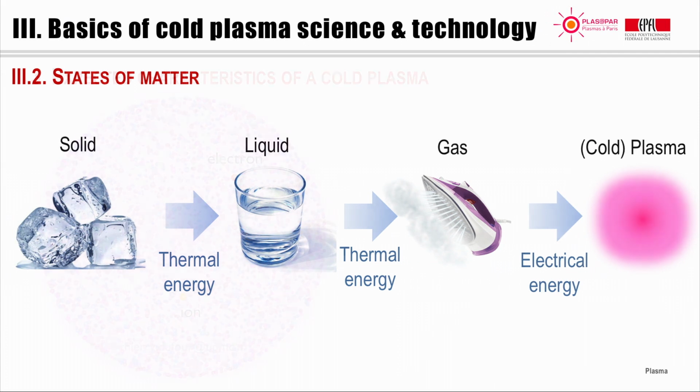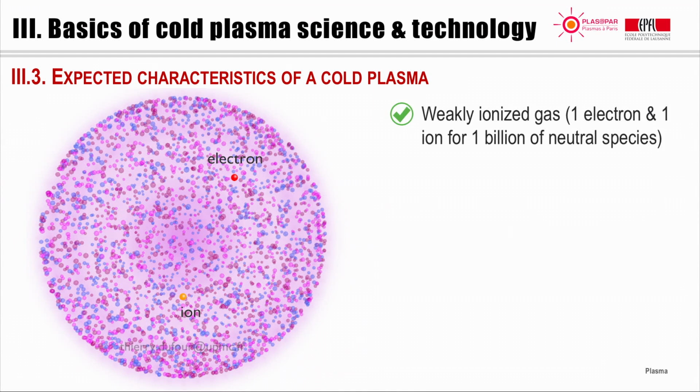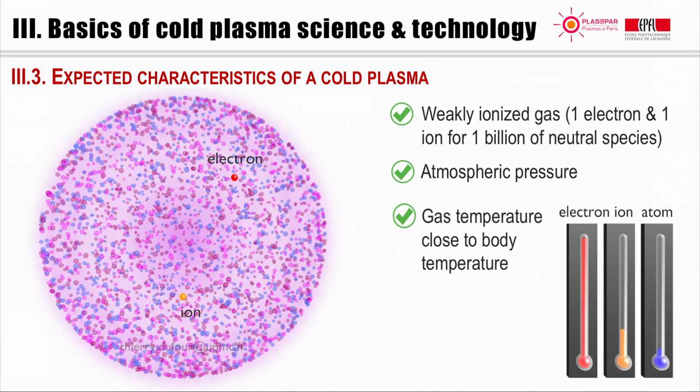be generated. To be used in medicine, plasmas must meet specifications based on practical and medical considerations. If the plasma has to interplay directly with biological tissues, then it has to be weakly ionized. This means that for roughly 1 billion neutral species, less than 100 are electrons and ions. The plasma has to operate also at atmospheric pressure, and the gas temperature of the plasma must be close to the temperature of the human body. Since the plasma is in a thermodynamic disequilibrium, electron temperature is much higher than the ion temperature, which in turn is also much higher than the temperature of the neutrals.